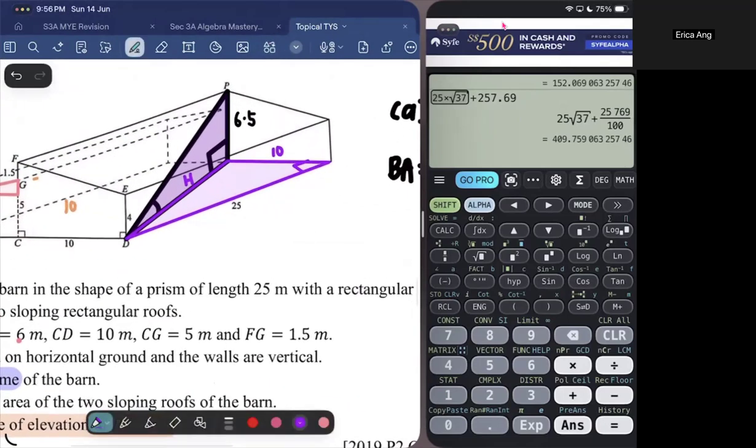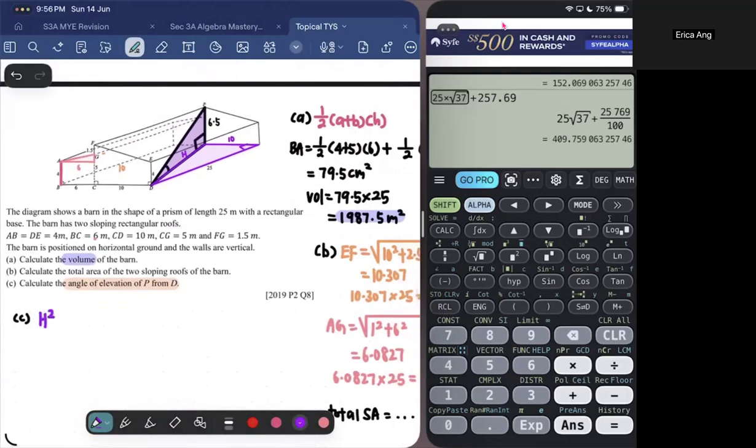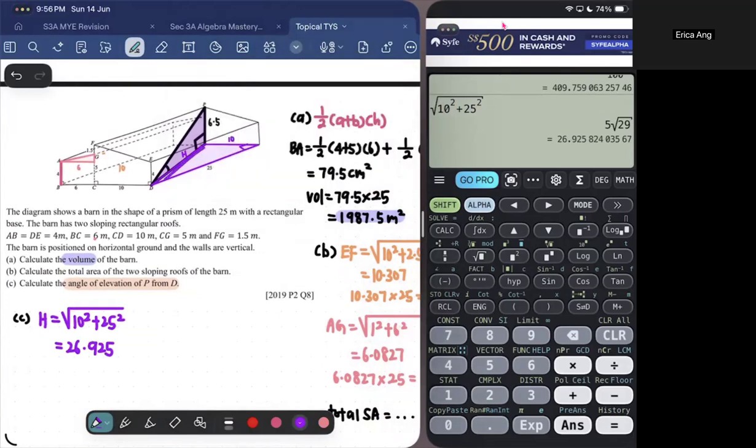So let's say if I want to find my H, in order to find my H, I understand it's a hypotenuse, right? So H will be square root of 10 squared plus 25 squared. So square root of 10 squared plus 25 squared. So this one here will be 26.925.